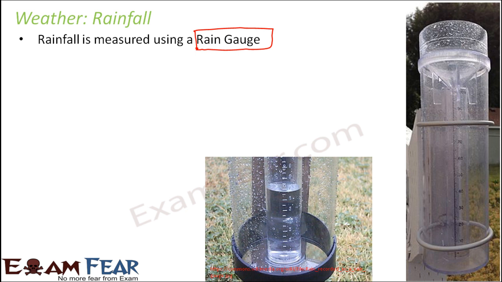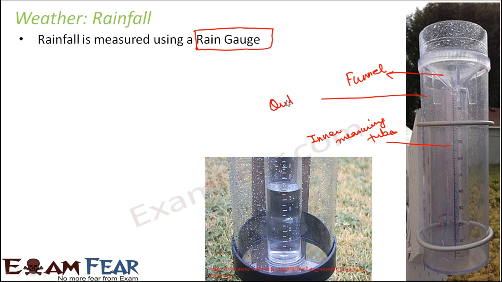There are three important parts in a rain gauge. The first important part is a funnel. As you can see here, you have a funnel-like structure. That funnel is one important part because it helps to collect the rain. Inside you have a tube, the inner measuring tube. That is the tube which actually measures the amount of rainfall. And outside you have a cylindrical structure, right? This one is the outer cylinder. These are the three important parts of a rain gauge.